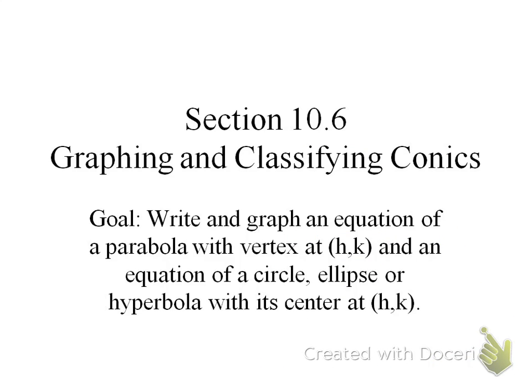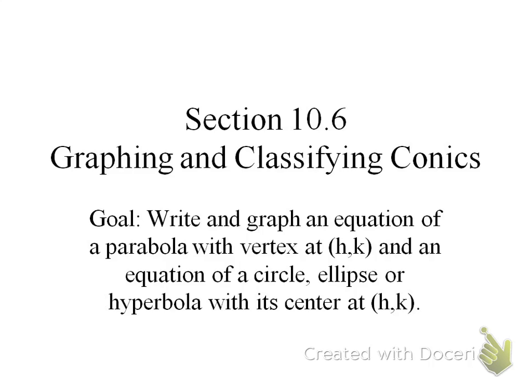Alright, today we are starting 10.6. It's all about graphing and classifying conics. If you read over the goal, you will see that we are now going to look at conics that have a vertex that is not at 0, 0. It's actually going to be at a different point. We'll call that point HK. So if you remember everything we did with graph transformations first semester, this should not be too challenging. It's basically all about the graph transformations.